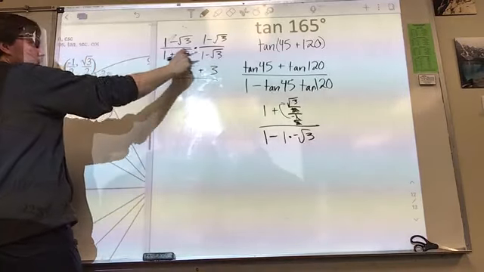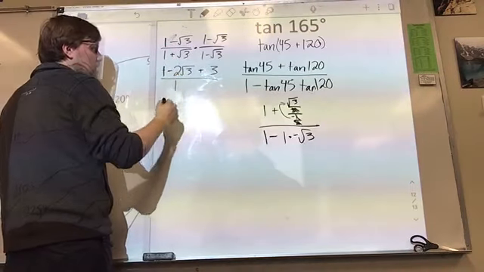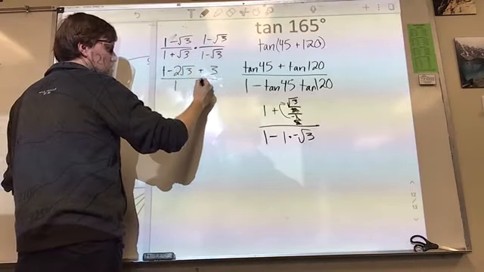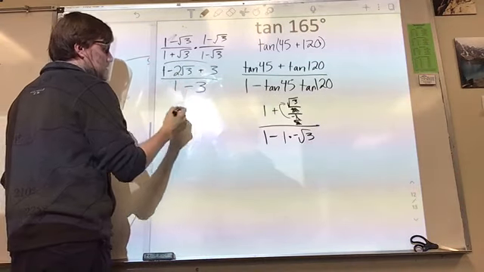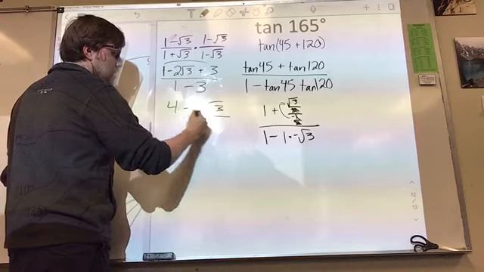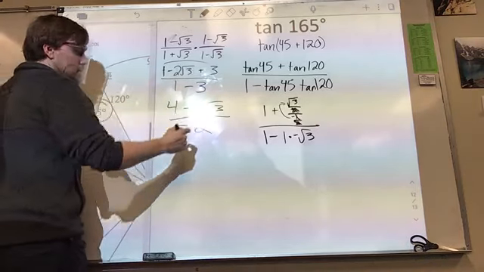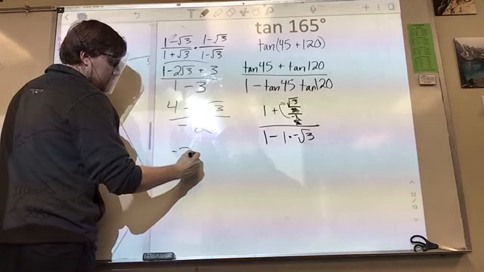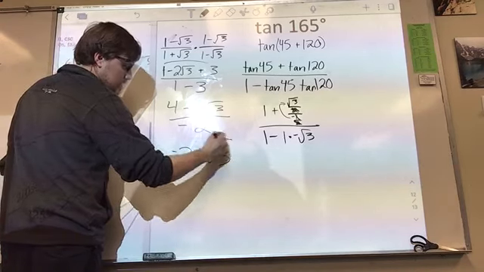On the bottom, these are conjugates. That means that all you're going to do is square the first, so 1, square the last, so 3, and put a minus between them. So I'm going to combine these outside 2 terms, so that's 4 minus 2 root 3 over a negative 2. We're going to divide each part by a negative 2, and I get negative 2 plus root 3. There's my answer.